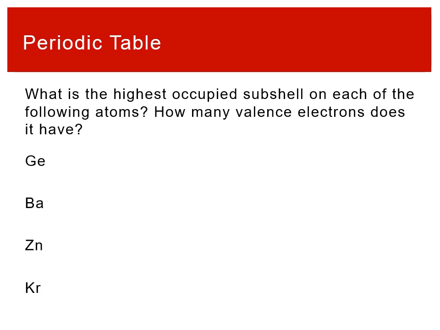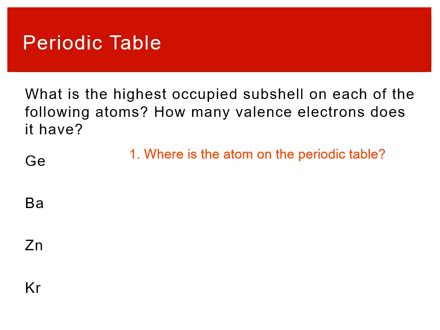So we want to look at some examples. What is the highest occupied subshell on each of the following atoms, and how many valence electrons does it have? So I've got Ge, Ba, Zn, and Kr. Okay. If I take a look here, when I'm going through this, I want to start by asking, where is the atom on the periodic table? That is always going to be my first question.